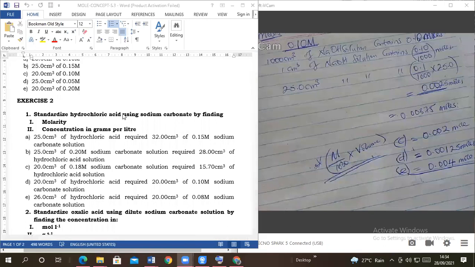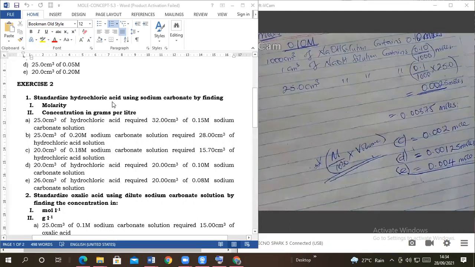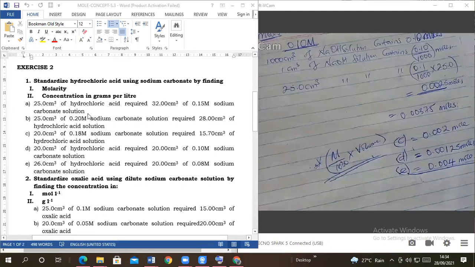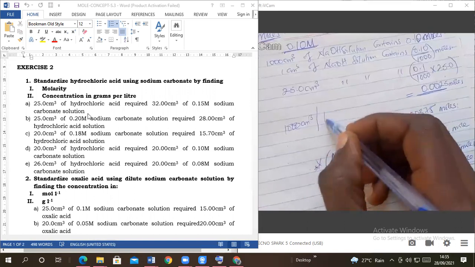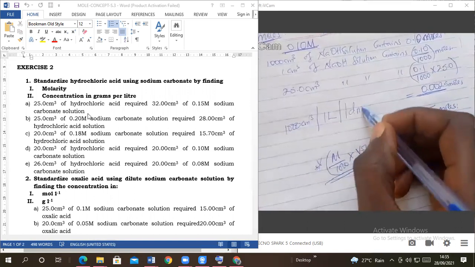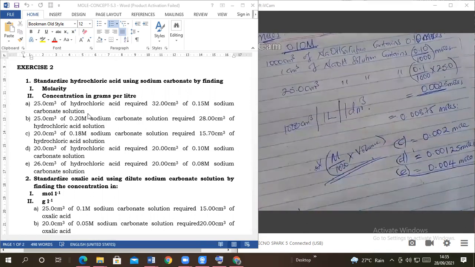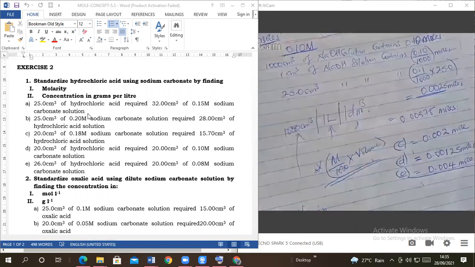Standardize hydrochloric acid using sodium carbonate by finding, number one, molarity. What did we say molarity is? The number of moles in what? In one volume of a substance. Not one volume, but 1,000 cubic centimeters of any substance. If it's not like that, 1 liter. If it's not like that, it's 1 decimeter cubed. So the number of moles in this volume, any of this gives you molarity.